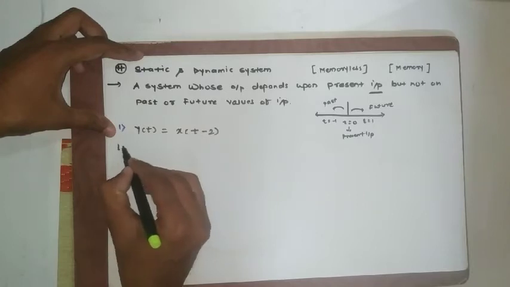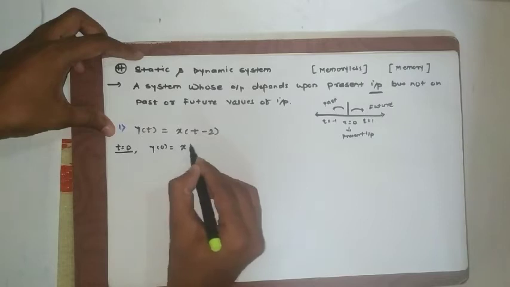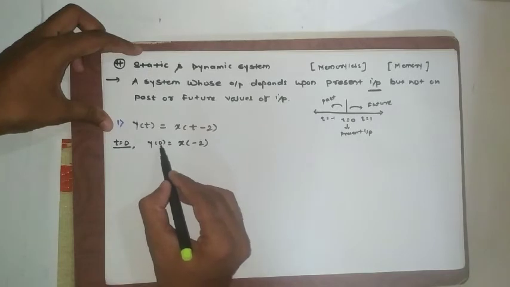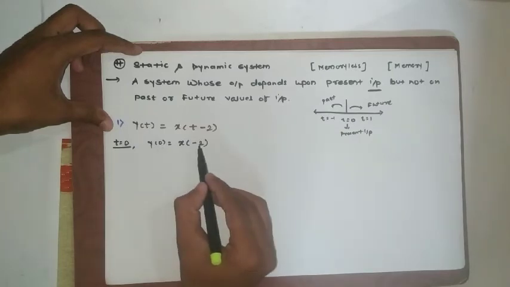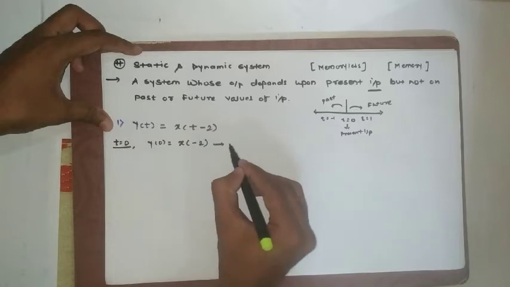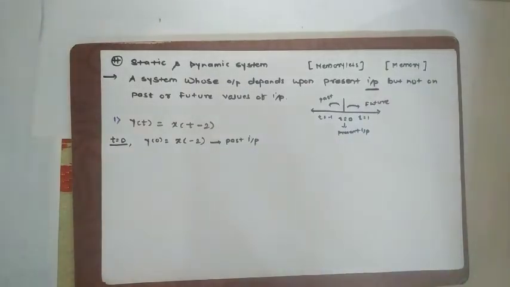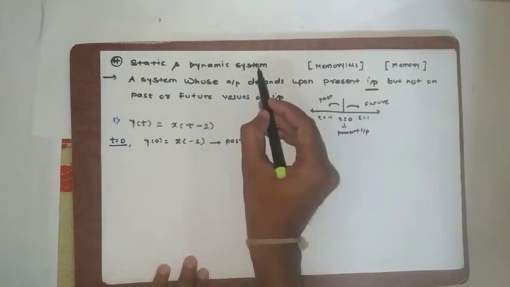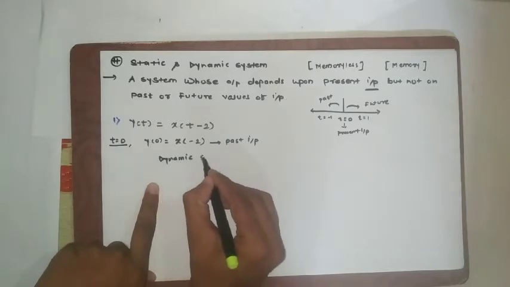For that case, I am considering three values. First, at t equal to 0, when I consider this, we will get x of 0 minus 2, which is x of minus 2. Now if you see, we are finding the value of output at t equal to 0, and it is a function of t equal to minus 2. Now for 0, this minus 2 is a past input. That means the output depends on the past input. Now our definition says that if the output depends on past or future, the system is going to be dynamic. So we can write here that this particular system is dynamic.